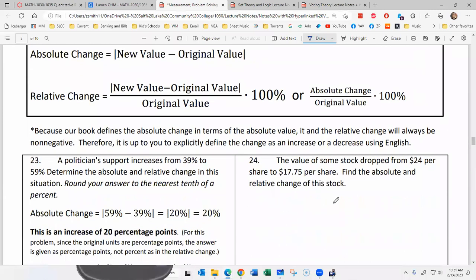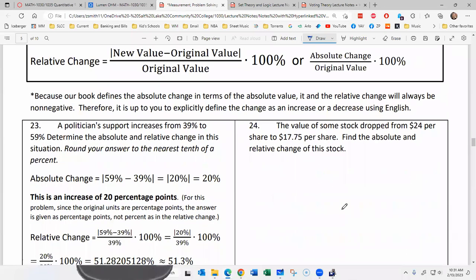Okay. So the key is that it's the new value minus the old value for the absolute change. And then the new value minus the old value over the old value for the relative change. So on number 24, the from is the old value, and then to is the new value. So we're going from something to something else, the original value to the new value. So the absolute change would be the absolute value, the old value minus the new value.